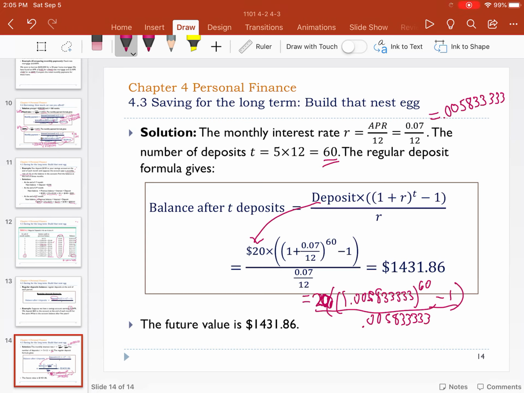And when we get a little bit more information, the 1.00583333, 0.07 over 12, which they don't want to tell you much about, and then you subtract the 1. I'll go ahead and just do that in one step. I actually got 1.417 something, so I'm going to say 20 times 0.417, and then 62526. And that's divided by 0.005833. This is kind of the boring stuff.